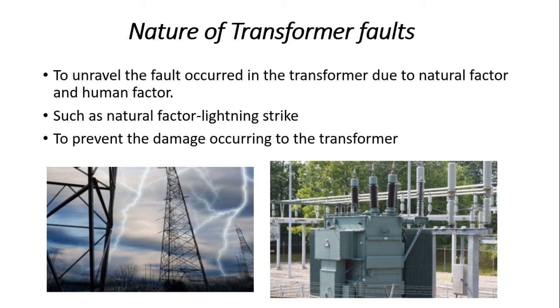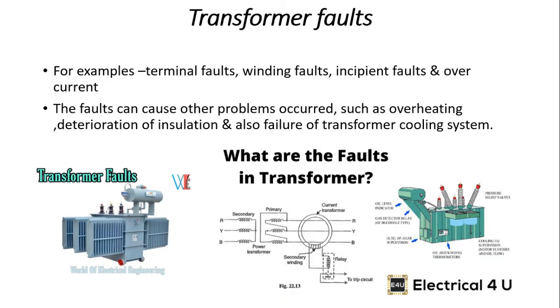Transformers also have a nature of faults, which means a transformer could suffer minor damage or major damage, and such damage could occur from natural factors and human factors. A natural factor could be a lightning strike. A lightning strike from the sky could reach a voltage value of 1000 kilovolts and damage the transformer if proper protection devices are not installed. So to prevent such faults, we need to install several protection devices and incorporate them into the design. And these are the transformer faults.